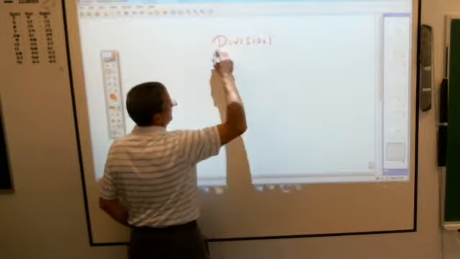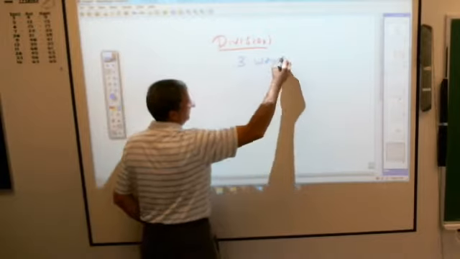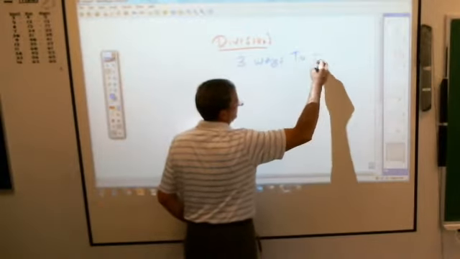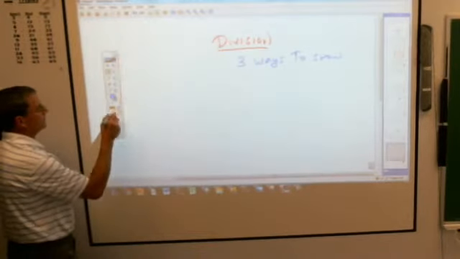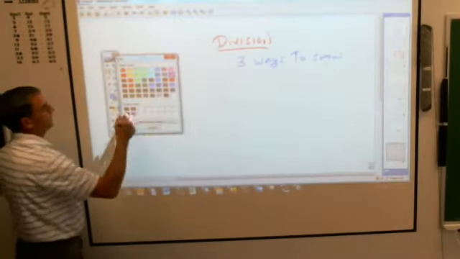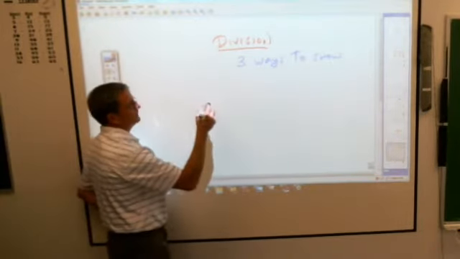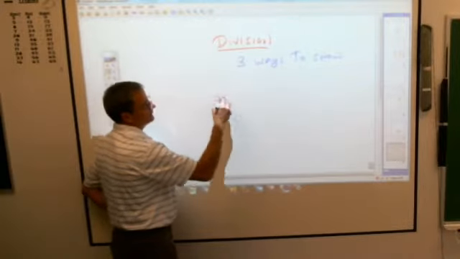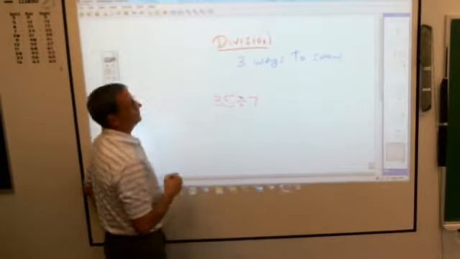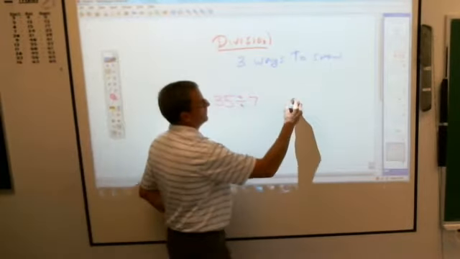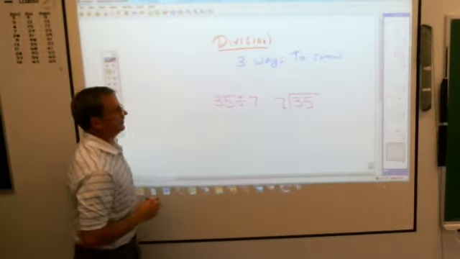The book calls this three different ways to show division. And here they are, without any further gobbledygook. The three different ways you can show a division problem would be these. You can have the normal way, which is something like 35 divided by 7. That's usually what we see. Or this way, 35 divided by 7. That's the second way.